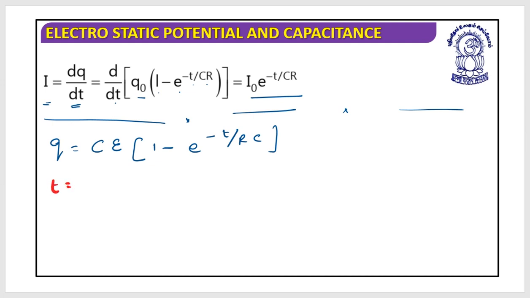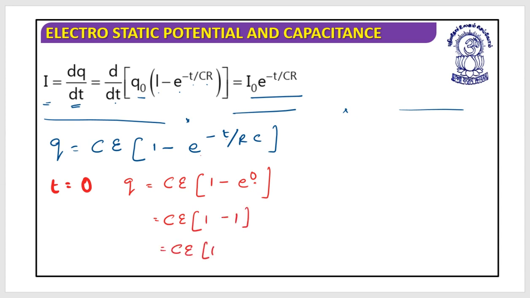Let's say I'm going to study this at t = 0. What would be the situation? I can write it like this: q = CE(1 - e^0). This is q = CE(1 - e^0). And any number having a power of 0 gives me 1 only. So it's CE(1 - 1), which is CE multiplied by 0, which comes to 0. So at t = 0, my charge will be 0.